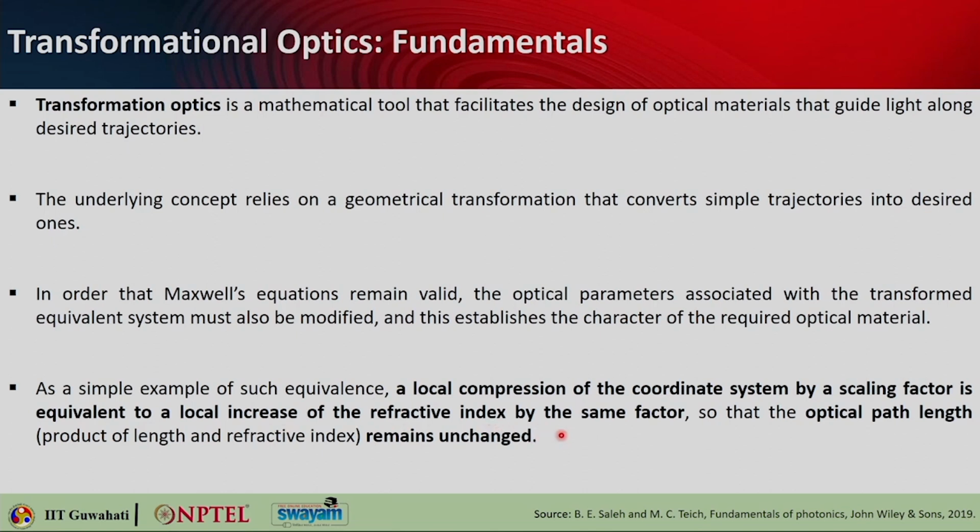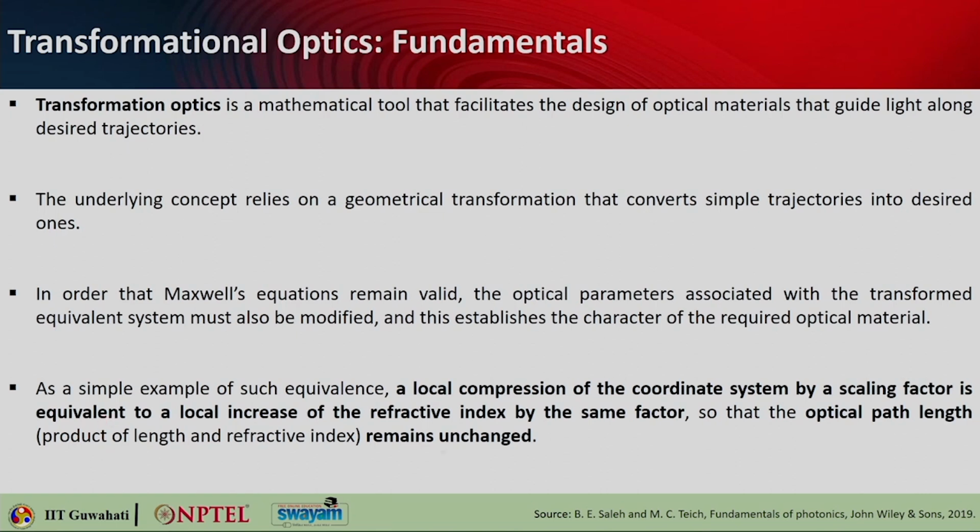So it is like, if you compress one coordinate system by a scaling factor, and in another case you increase the local refractive index by the same factor, what will happen? The optical path length in both cases will be similar. And how is optical path length defined? It is the physical length multiplied by the refractive index.